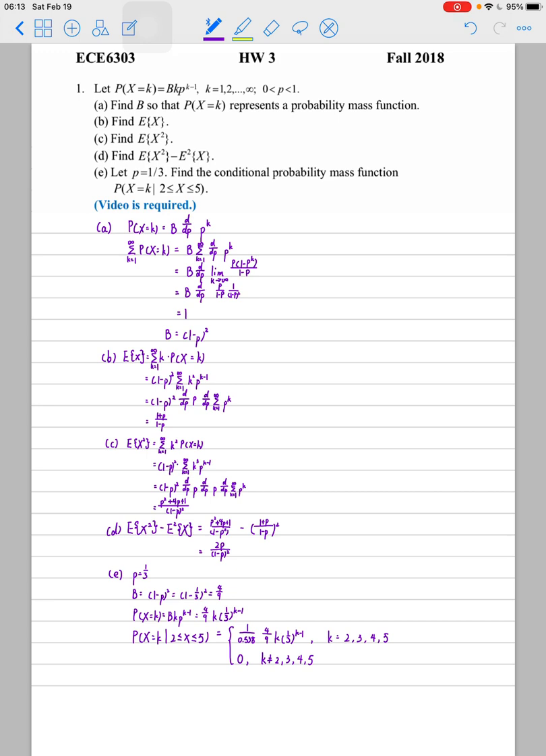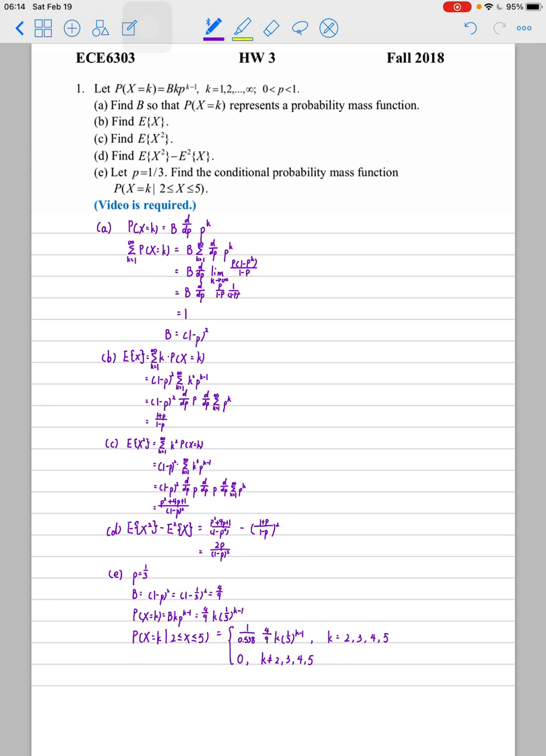For part D, find Ex squared minus E squared x. So we can see the formula is part C minus part B squared. So it should be (p squared plus 4p plus 1) over (1 minus p) squared minus (1 plus p) over (1 minus p) squared, which equals 2p over (1 minus p) squared.